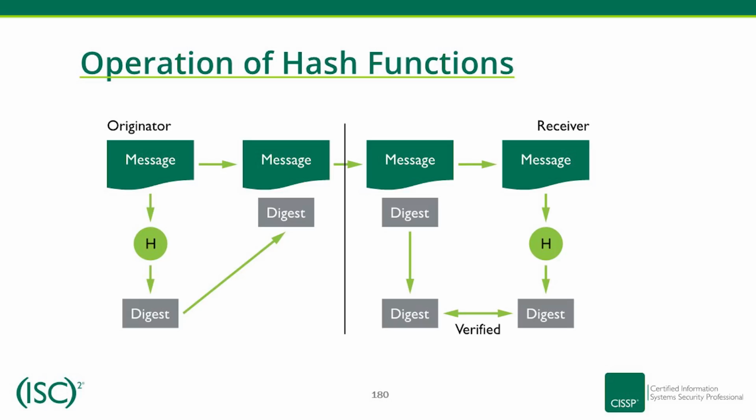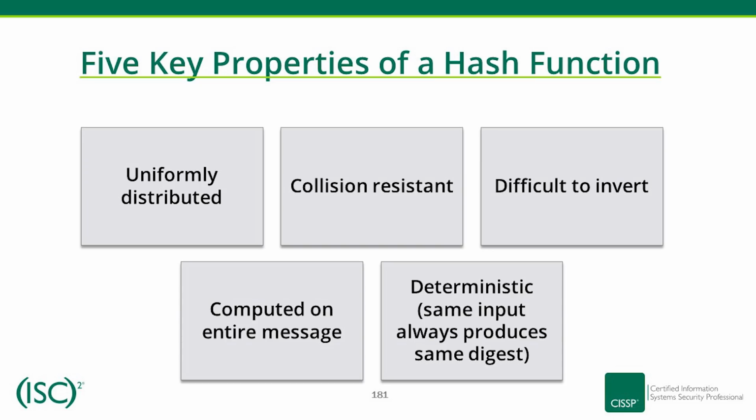Operation of hash functions. 5 key properties of a hash function: uniformly distributed, collision resistant, difficult to invert, computed on entire message, and deterministic, meaning the same input always produces the same digest.